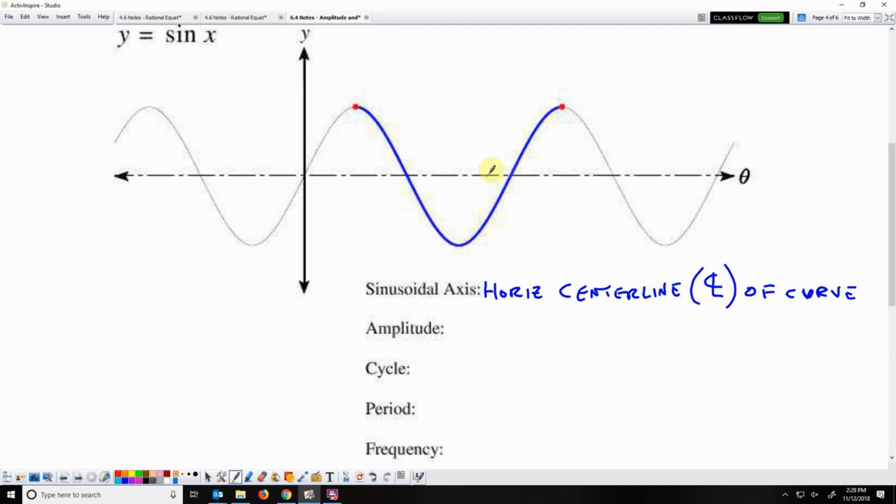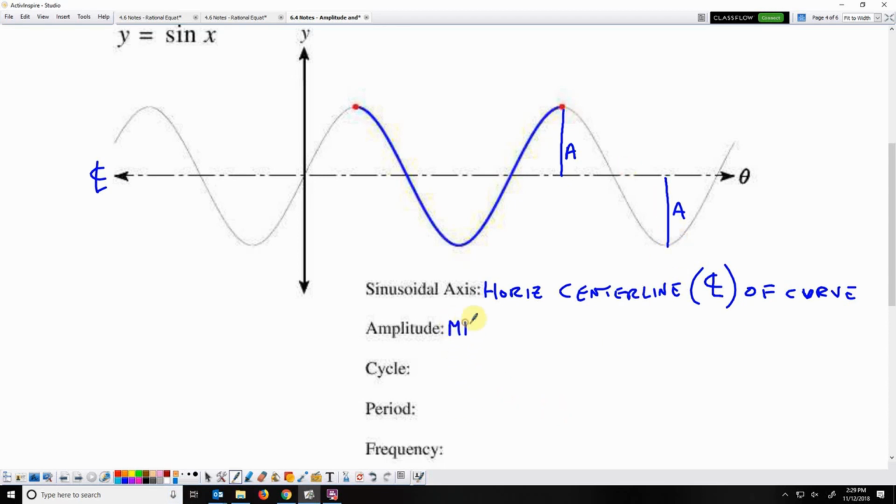Okay, so right here, this is the horizontal center line. So I'm going to call that my center line. It's also the sinusoidal axis. The amplitude is the maximum vertical distance above or below that center line. So here's an example of an amplitude right here. And here's another example of the same amplitude. I can do that in any interval here. The distance between the center line and either a maximum or a minimum is the amplitude.